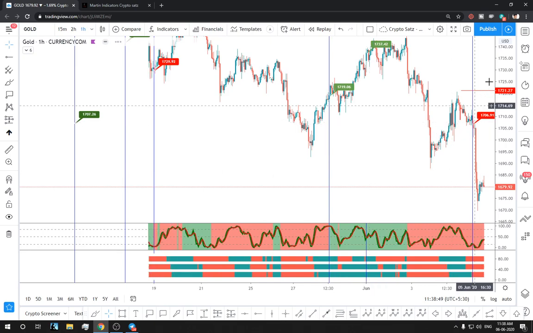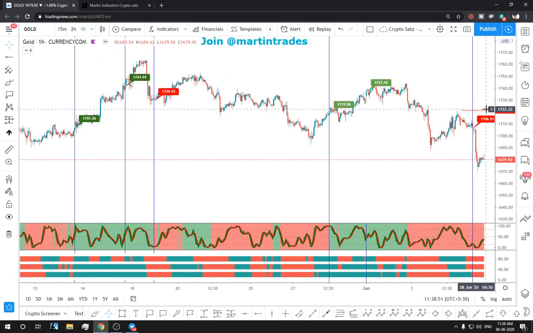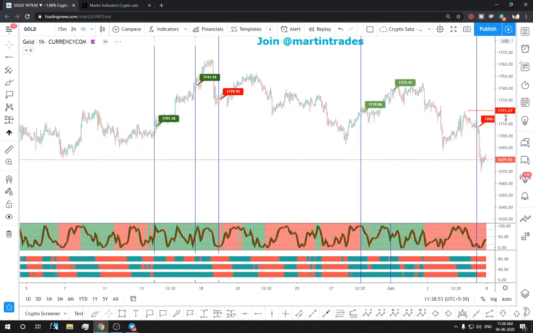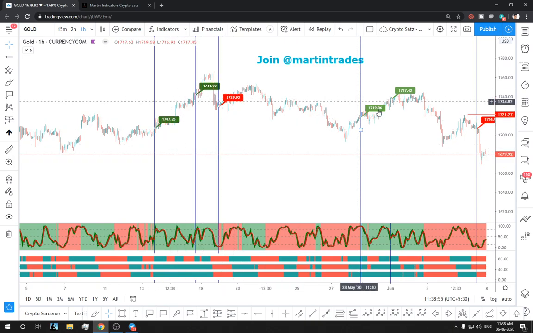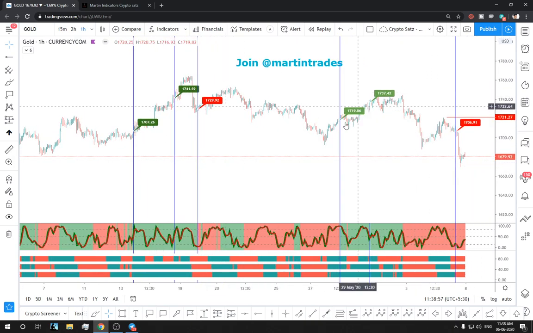So that's it guys. We'll just have a quick count: 1, 2, 3, 4, 5, 6 trades. Out of 6 we won 5 trades. So that is a very good winning ratio for any strategy to play.